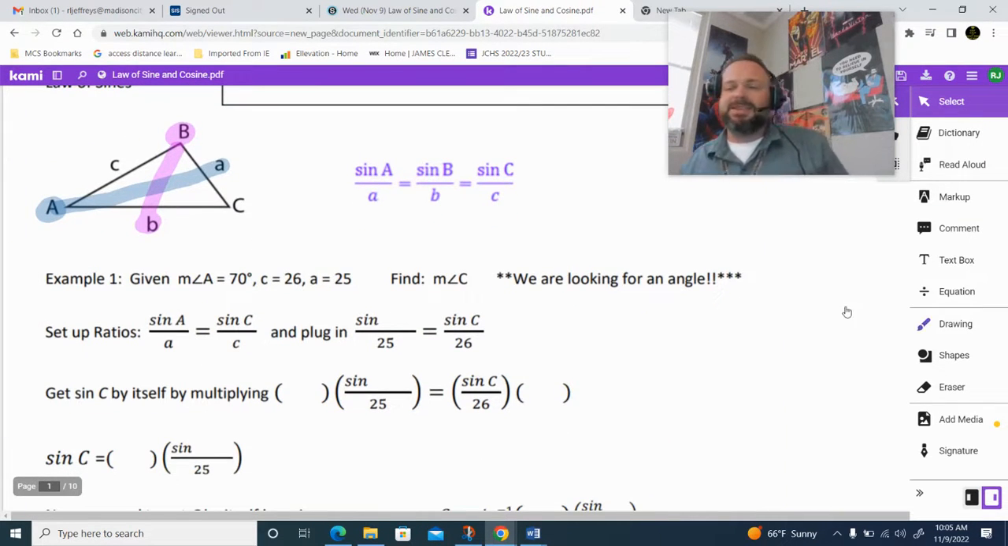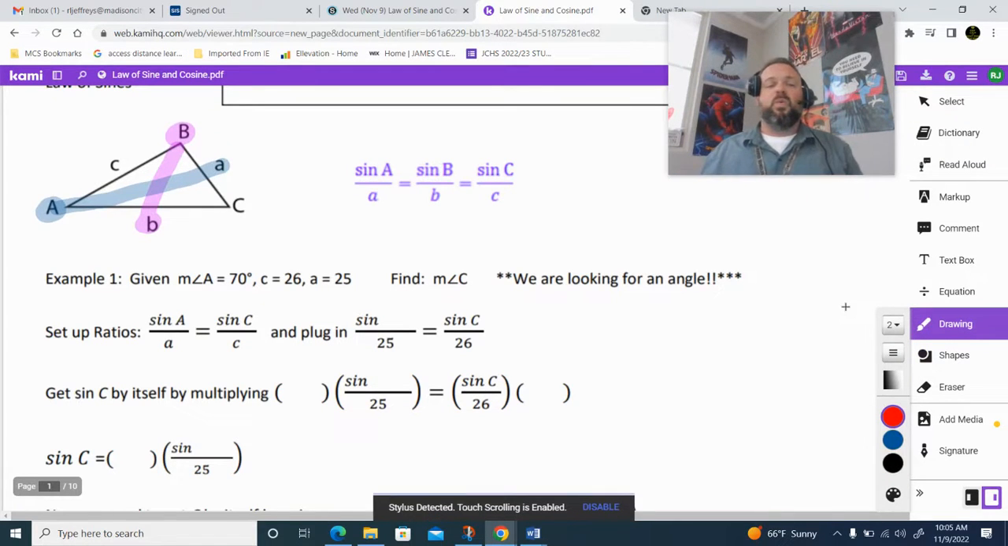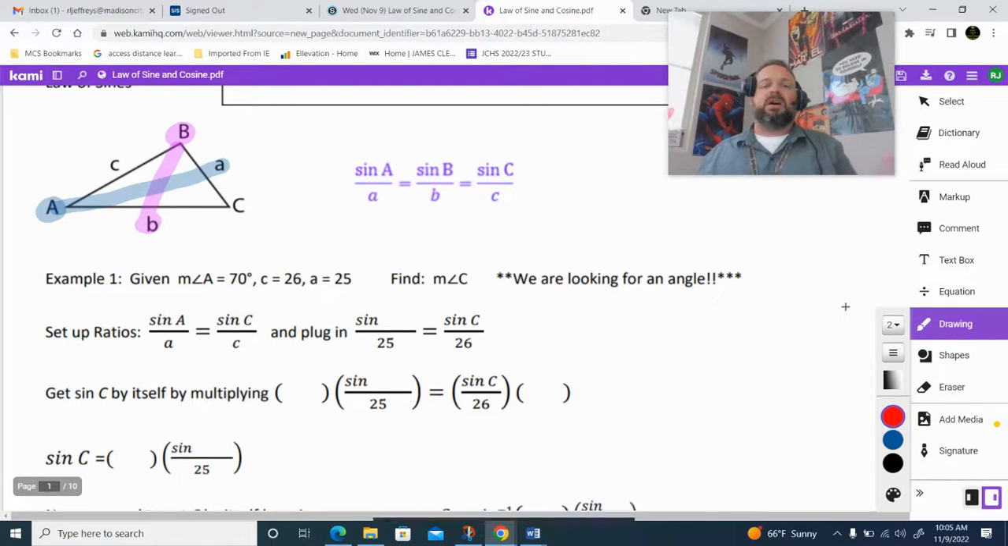Now this right here, it doesn't matter which ones we're given. If we're given all A, all C, they're all supposed to be equal to each other. This is a transitive property. We're given the measure of angle A. We're given the length of side A. We're given the length of side C. We're finding this. All right, so we're looking for an angle.